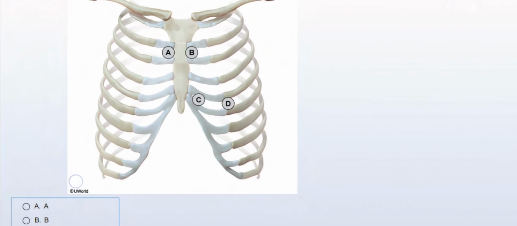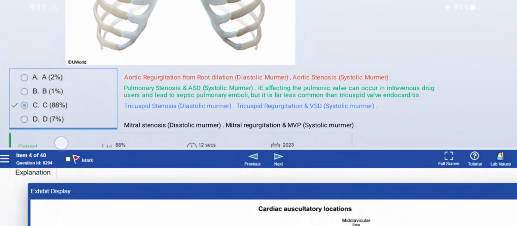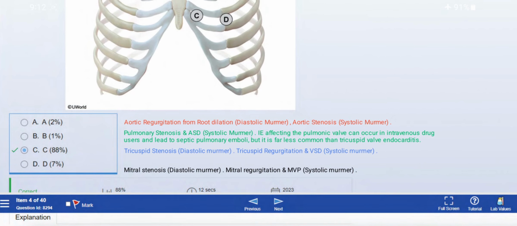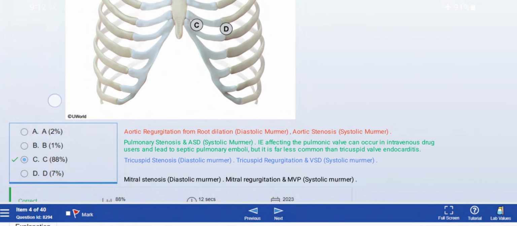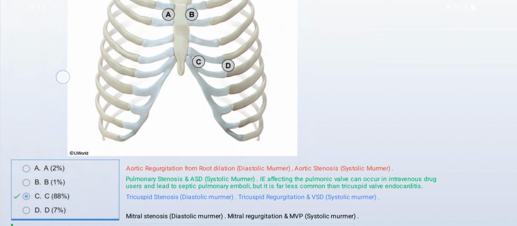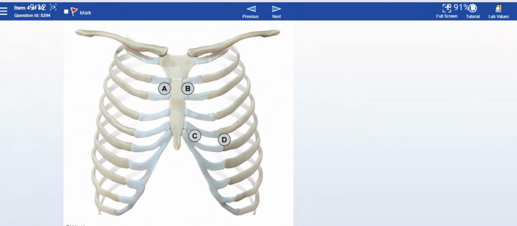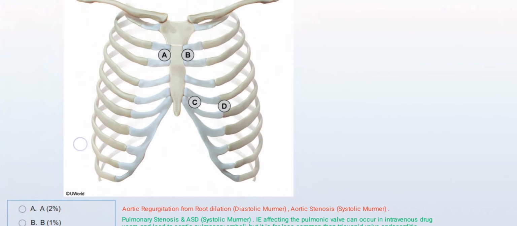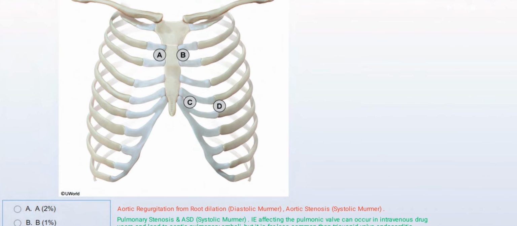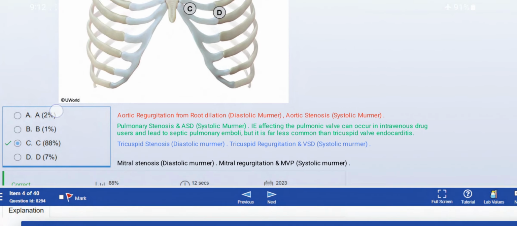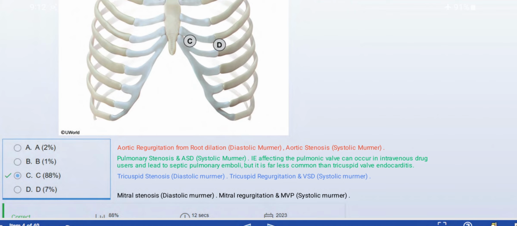So the correct answer over here is option C. Okay, why option C? Option C is located in the fifth intercostal space near the sternum. This is the region for tricuspid stenosis and tricuspid regurgitation and VSD.